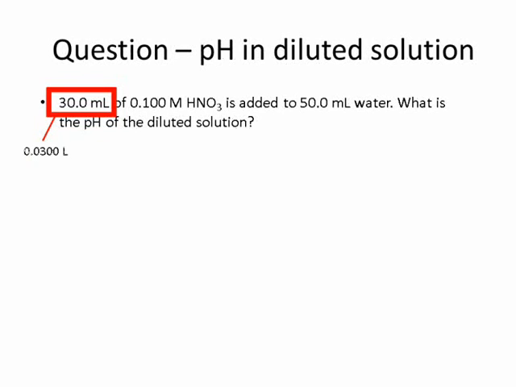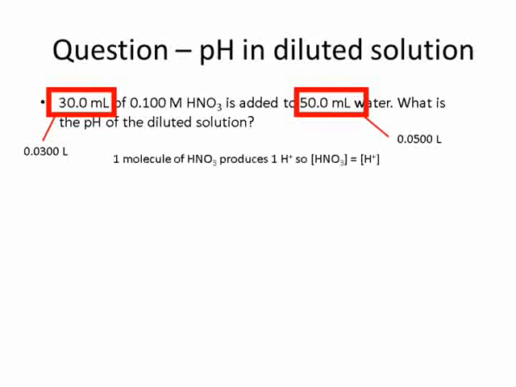We've got 30 mils, which is 0.03 litres. We've got 50 mils of this one, which is going to be 0.05 litres, and we've got a concentration. So what we're missing is the concentration after we mix the two together. One molecule of nitric acid gives us one hydrogen ion, so therefore the concentration of that hydrogen ion is going to be equal to the concentration of the nitric acid. So we don't have to worry about diprotic or triprotic acids.